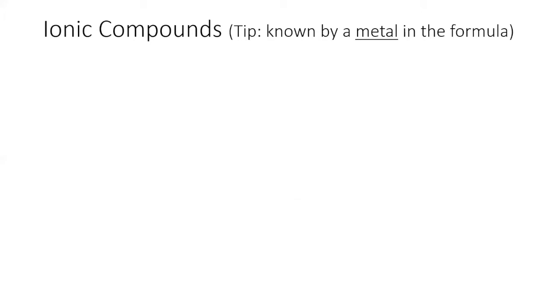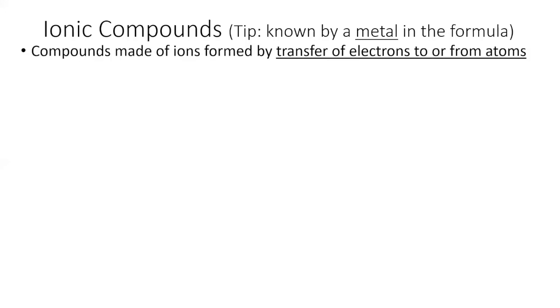So these ions will work together to form compounds, and they're called ionic compounds. These are compounds made of ions. And the tip you can rely on to always identify an ionic compound is that it will have a metal in the formula, with a few rare exceptions, but in chemistry, there's always some rare exceptions. But that's how you identify an ionic compound, if there is a metal in the formula. So there is that transfer of electrons that we talked about in the previous slide, sodium losing an electron, chlorine gaining an electron. But these ionic compounds can be said to be compounds that are made of ions that are formed by that transfer of electrons to or from atoms.